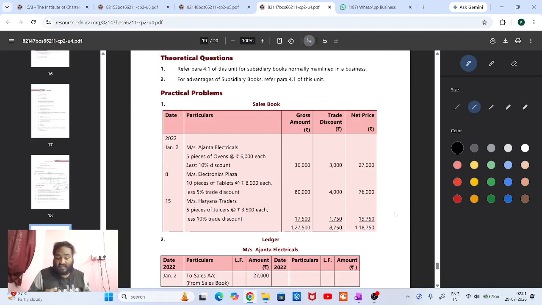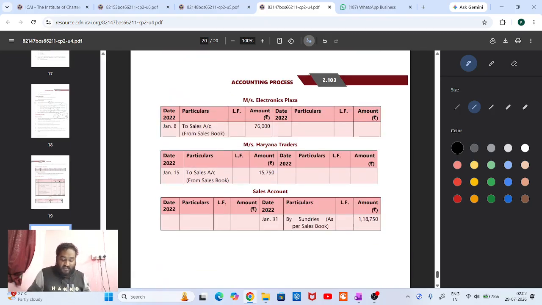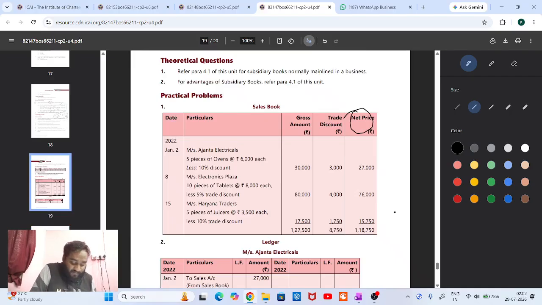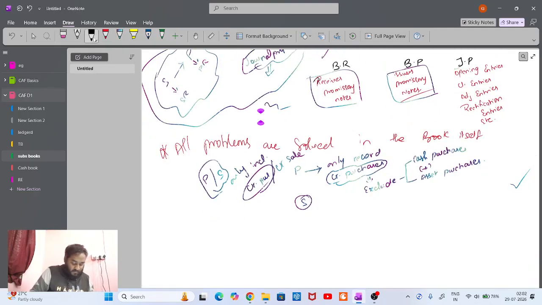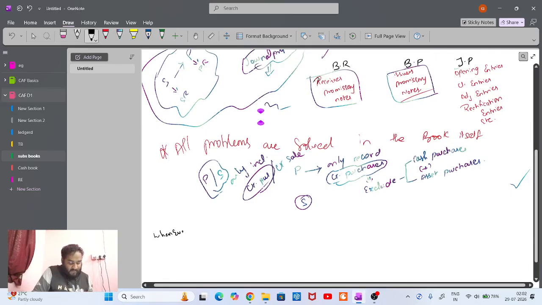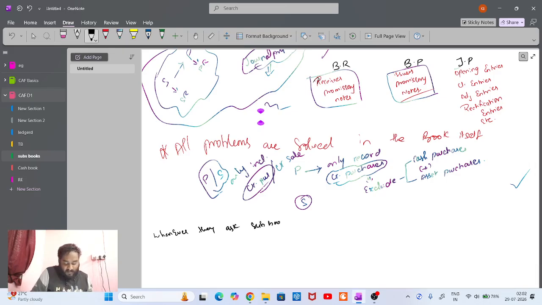Formatting is something you do not consider just before the exam. Keep this in mind. Here's the hack: whenever they ask for subsidiary books, purchase returns or sales returns preparation, then we use the horizontal format.